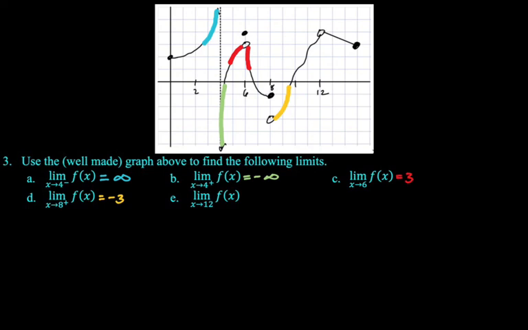And then we want to approach 12 overall. So there, you're definitely approaching 1, 2, 3, 4. So that answer is going to be 4.